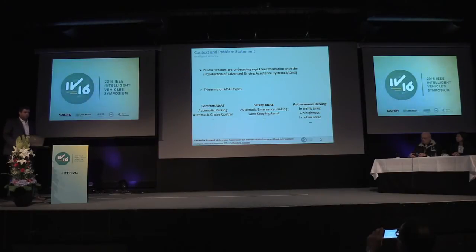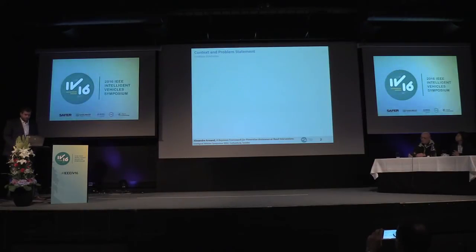The first type is comfort ADAS, so it aims to help the driver to perform difficult or boring tasks such as the parking. There is also safety ADAS, which aim to avoid accidents, and one of the best examples is the automatic emergency braking, the AEB. And finally, as you know, there is more and more autonomous driving, which aim to help the driver to do something else than driving. In this work, we focused on safety ADAS.